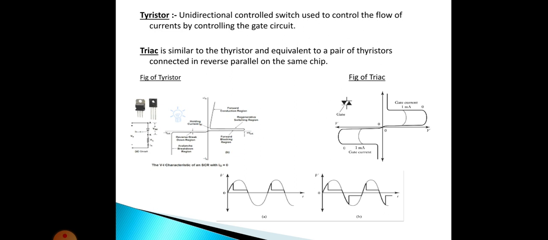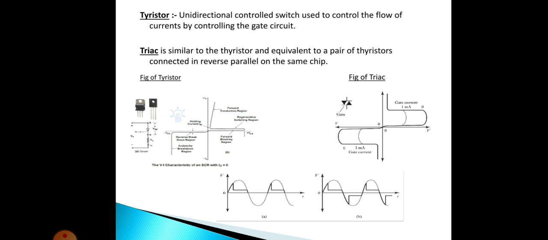Next, this thyristor, as I told you, works using the gate. Then the triac is similar to the thyristor and equivalent to a pair of thyristors connected in reverse parallel on the same chip. You can see in the diagram that it is two thyristors connected in reverse parallel. So like that it will be.